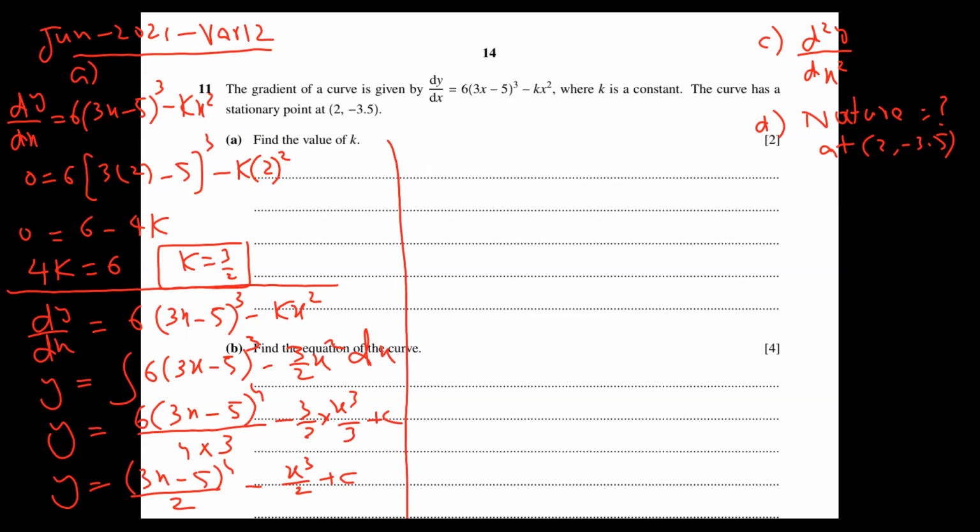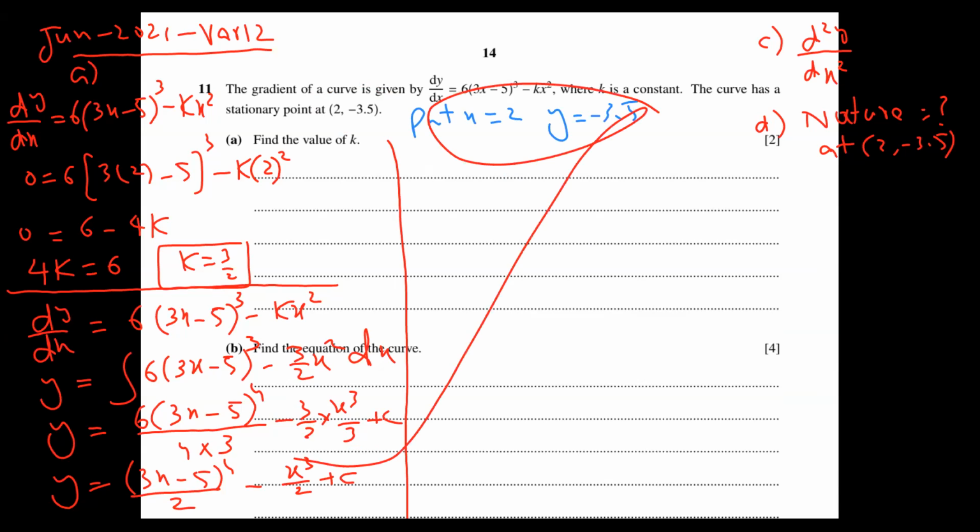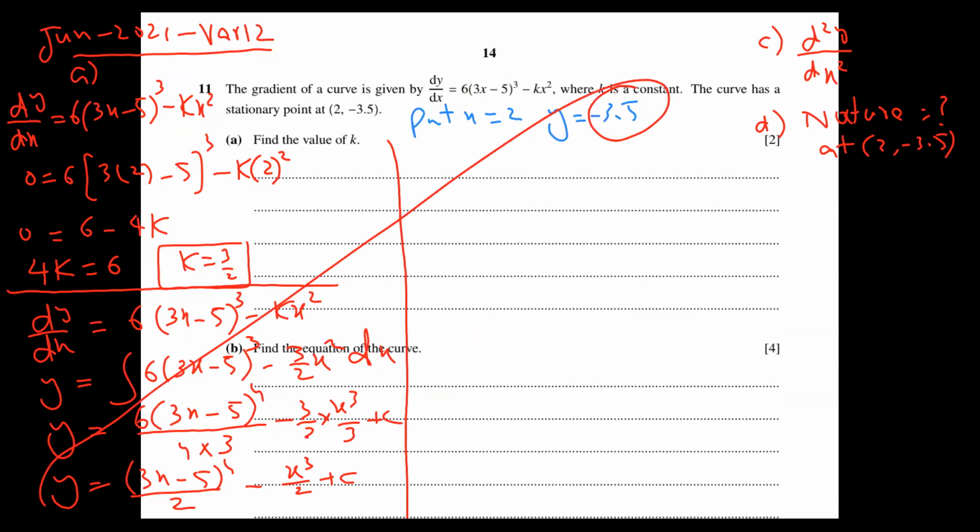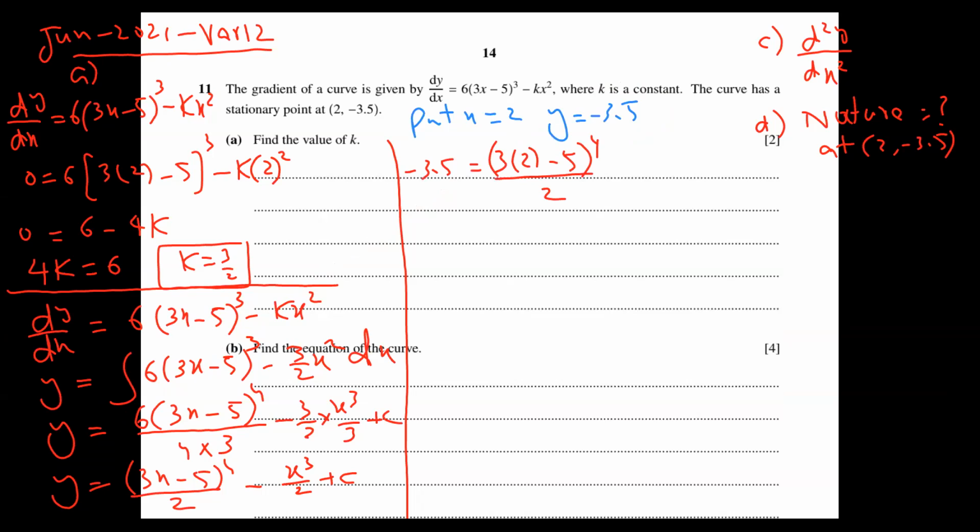Now further, he says that this point lies on the curve. So I can replace it: put x value 2 and y value negative 3.5 into the whole equation. So negative 3.5 comes here, equal to (3 times 2 minus 5) whole to the power 4 divided by 2, minus 2 cubed by 2, plus c. Actually, what I have done is copy this 2 here and here.